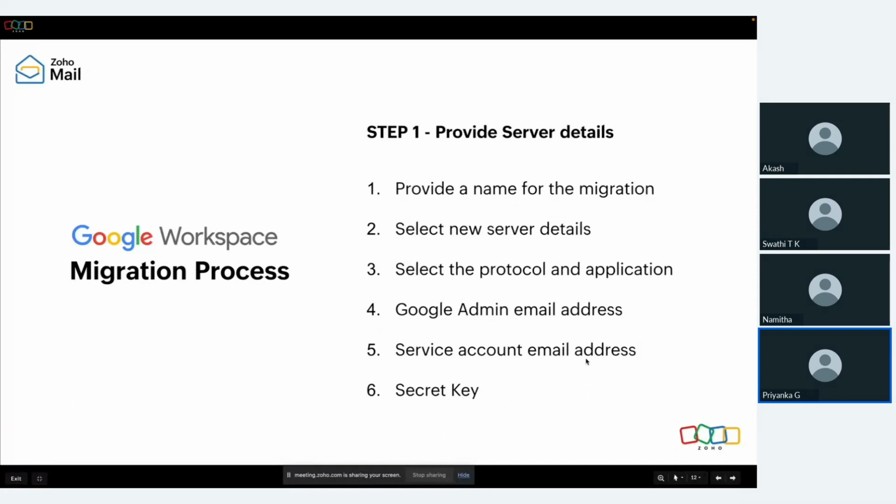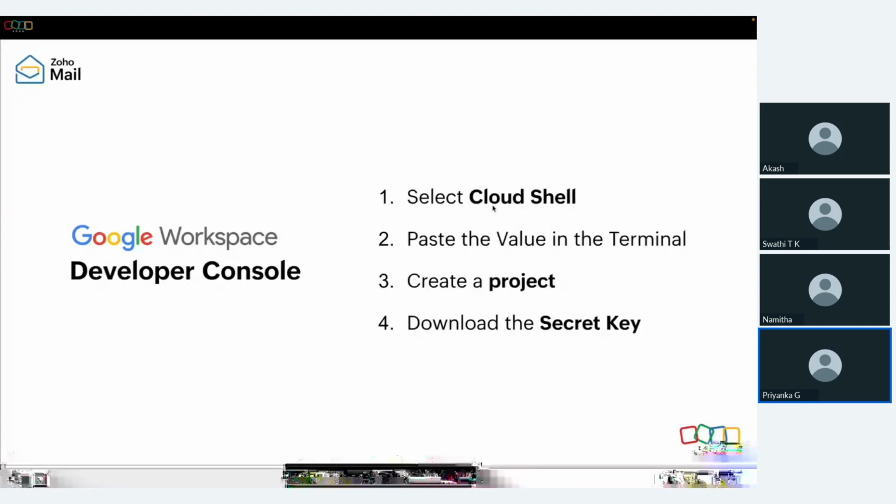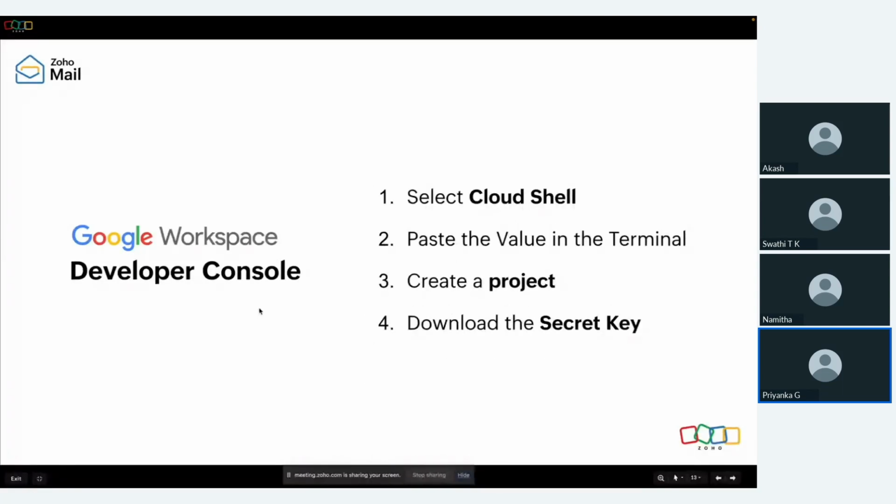For us to do that, you already have the username of the account of the admin. And next you need a secret key. For that, you have to open developer console, and there you have to go to Cloud Shell and open a terminal where you have a project that you will be creating, under which you can download a secret key. And there again, you will also find a service account email address as well. So all the first step requirements are done.